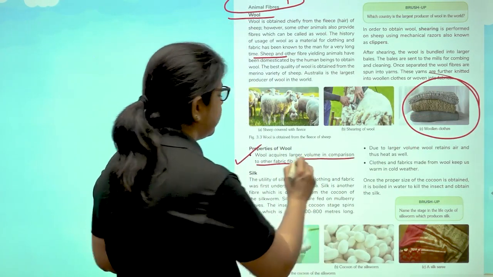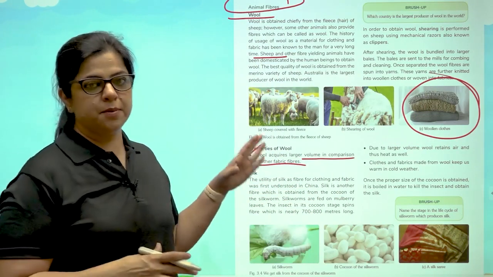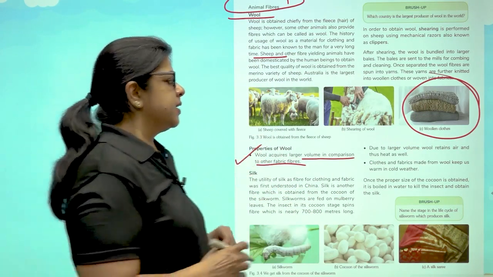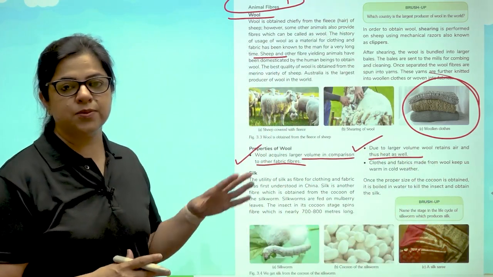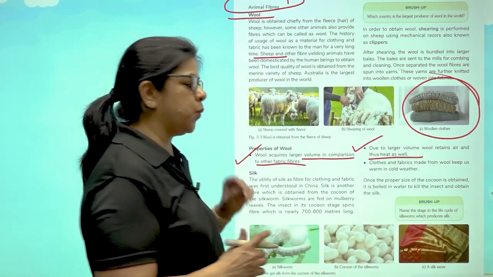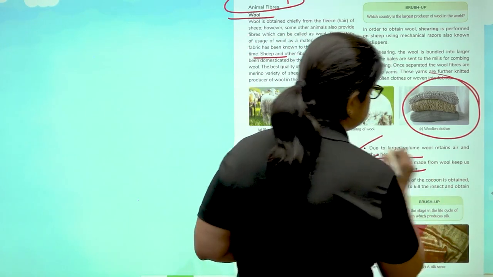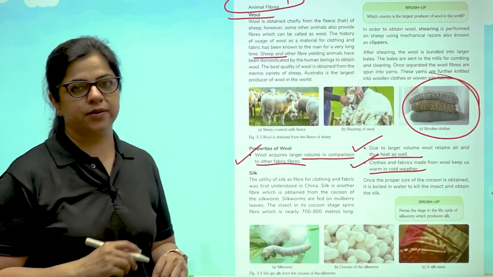They acquire a larger volume in comparison to other fabrics. Because of this, they retain the heat very well. That is why they become very important in winter season and in cold weather.